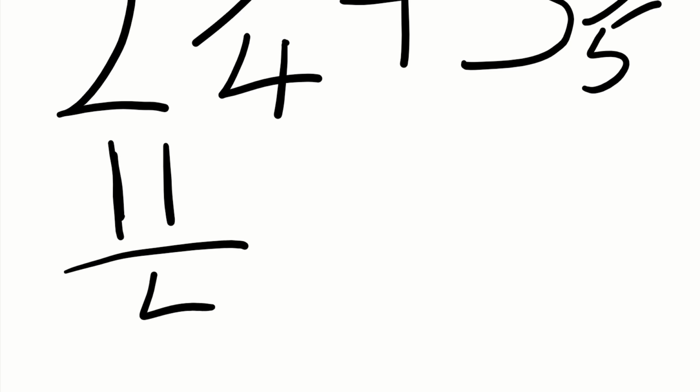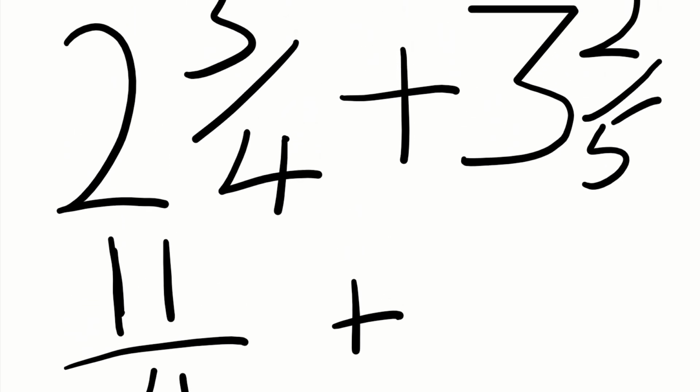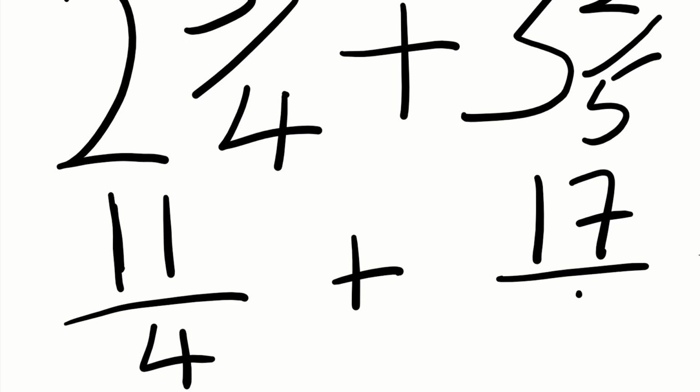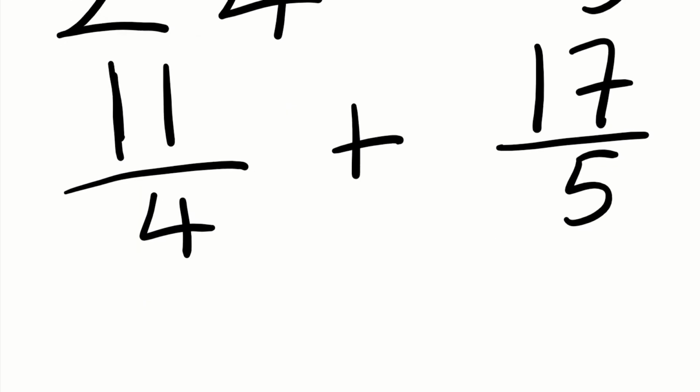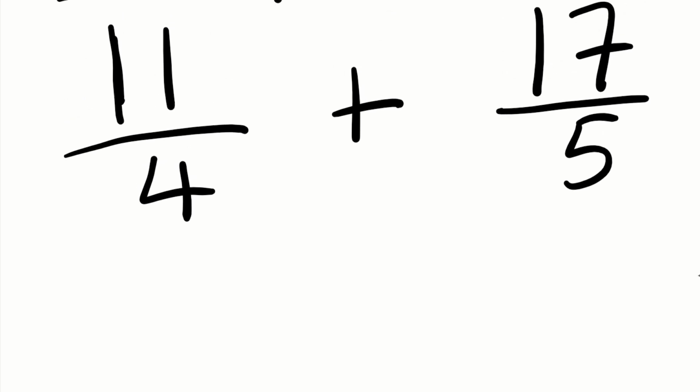11 over 4 plus. So on the other case, I have 3 times 5. 5 times 3 is going to give me 15, plus 2, that will give me 17. Right? 15 plus 2 will give me 17. I'm going to have 17 over what? 5. 17 over 5, right? So I have 11 over 4 plus 17 over 5.